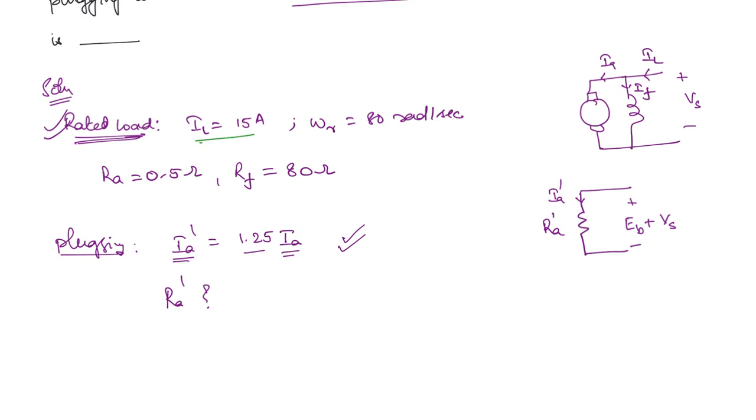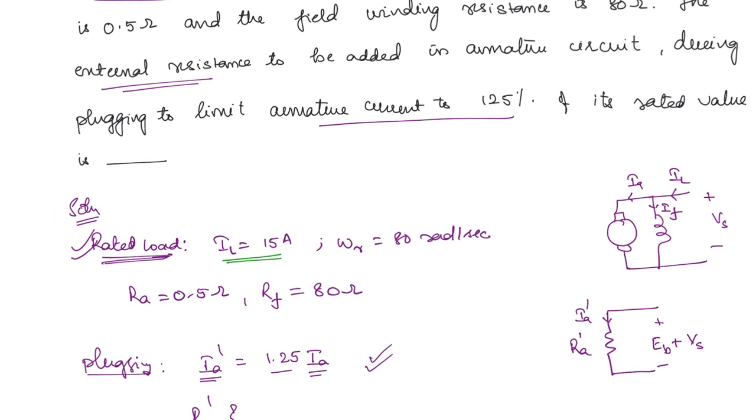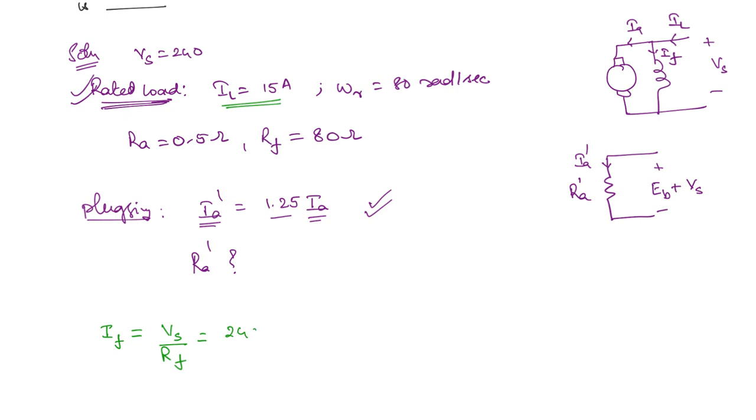Now the load current at rated load is given as 15 amperes. What about the field current? The field current will be Vs by Rf. Now Vs value is also given here, it is 240 volt, right? So you write down this as well. Vs is equal to 240 volt. So you can get If is equal to 240 by 80, which is equal to 3 amperes. From here we can get the armature current. What will be the armature current? The load current minus field current for a motor, right? So 15 minus 3 will be 12 amperes. So during plugging, the current should be 1.25 times 12.